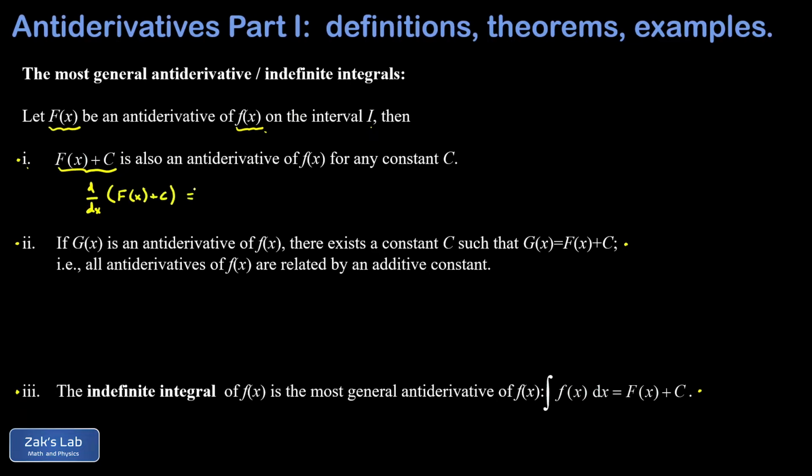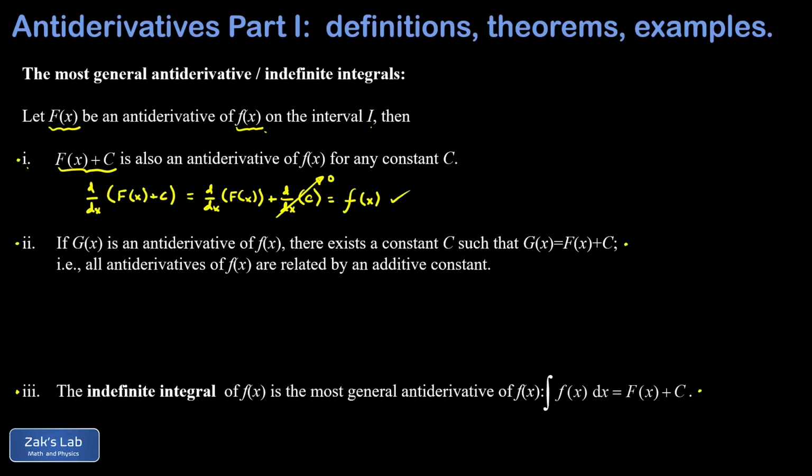We remember that derivatives respect linear combinations, so that derivative applies to each term separately. So we get d dx of F of x plus d dx of a constant, which again vanishes. So the constant part is gone, and I end up with just the derivative of capital F of x. But we started with the assumption that capital F of x is the antiderivative of little f of x. In other words, it's the thing you differentiate to get little f of x. So we're done showing that F of x plus c is also an antiderivative of little f of x.